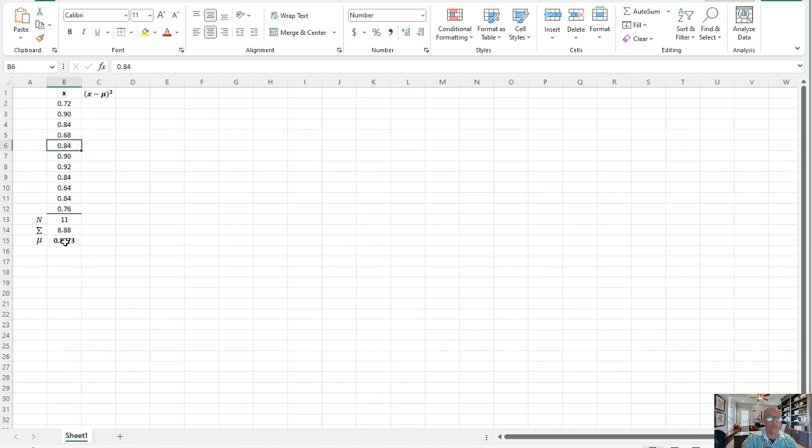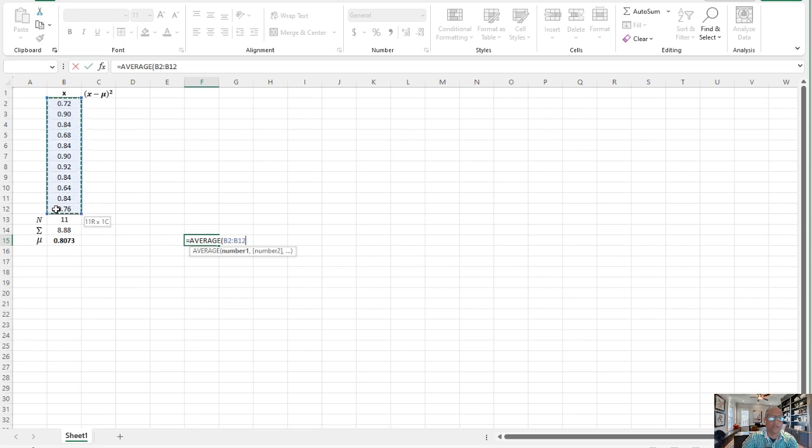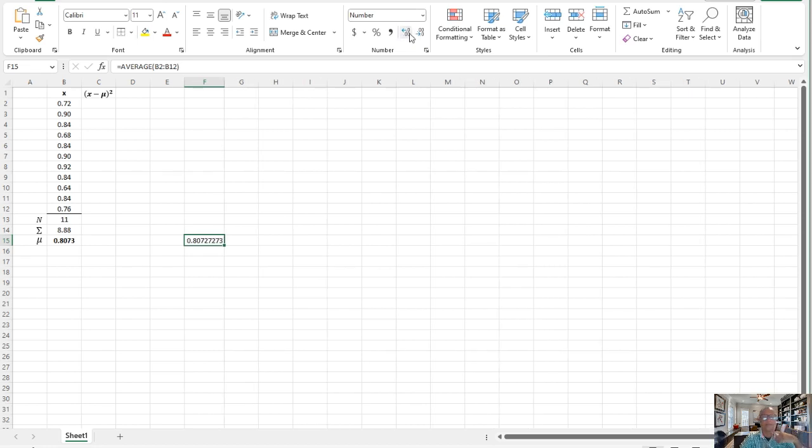Of course, you could also find the average by simply saying equal AVERAGE, and then just giving it these values. So the point here, oh, by the way, if you see this discrepancy, it's just because of the number of decimal places we're showing. Excel keeps many decimal places stored internally, but I'm just keeping this at 4 decimal places.